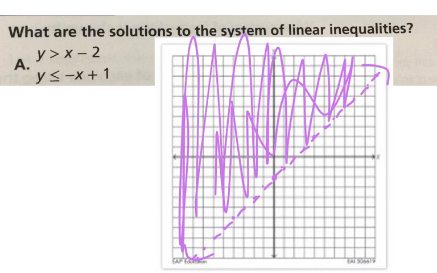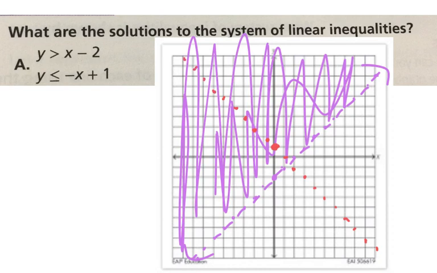Other line. Y is less than or equal to negative x plus 1. Y-intercept is at positive 1. The slope is negative 1. So we're going to go down 1, right 1, down 1, right 1. I could also go up 1, left 1, up 1, left 1, and keep going up left.